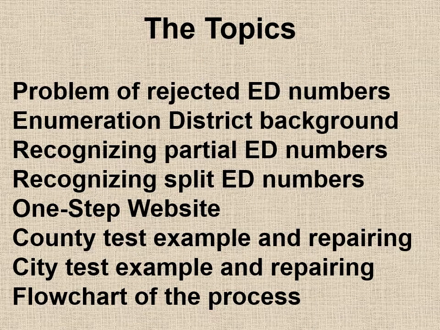And here are the topics I'm going to cover. The problem of rejected ED numbers. ED background, that's an enumeration district, or EDs. Recognizing partial numbers, split numbers. We'll talk about the one-step website, and we'll look at a county test example using the website and repairing, a city test example, and then we'll finish with a flowchart of the process.